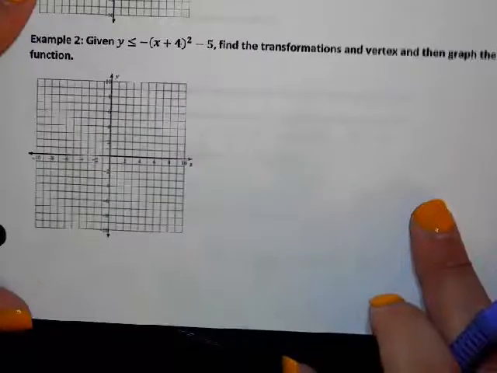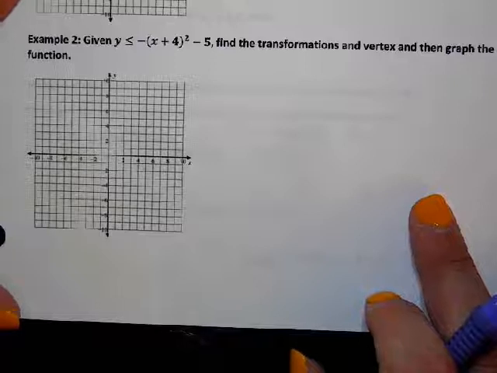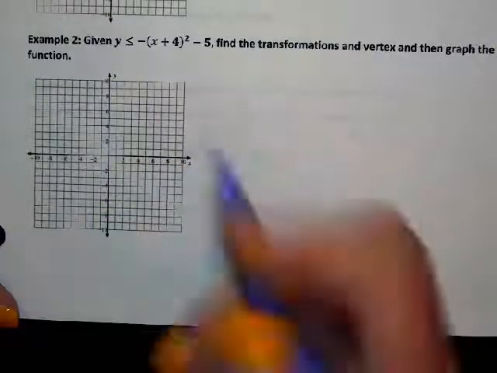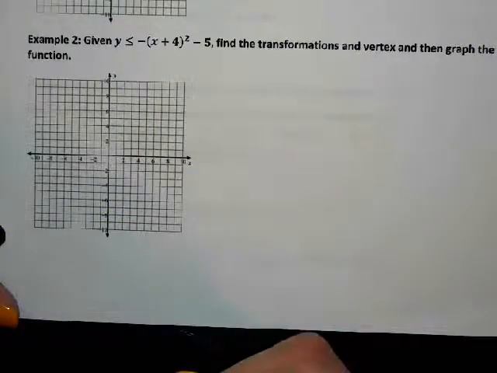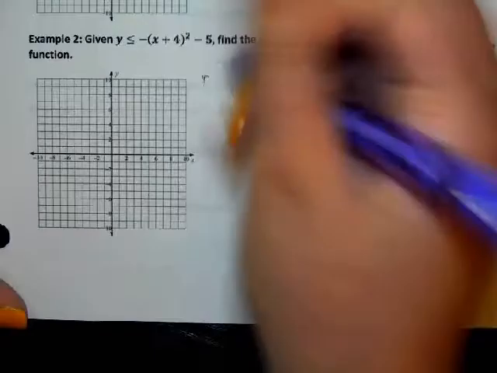All right. Example number 2. We're going to graph this by hand. What should we do? We're going to need the transformations. Okay, what are they? Okay, reflect over X.